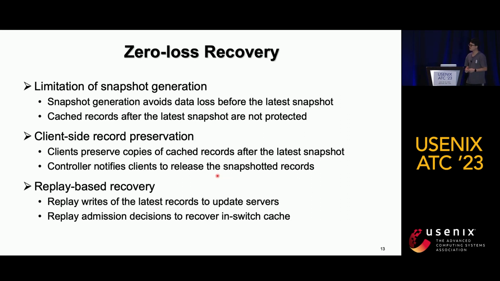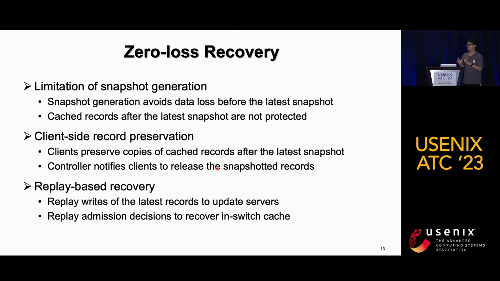While the snapshot generation algorithm still has a limitation. That is, it only avoids the data loss before the latest snapshot. But for the cached records updated or newly added after the latest snapshot, they are not protected, and such records could still be lost after switch failures. So to fix the limitation, we propose client-side record preservation.